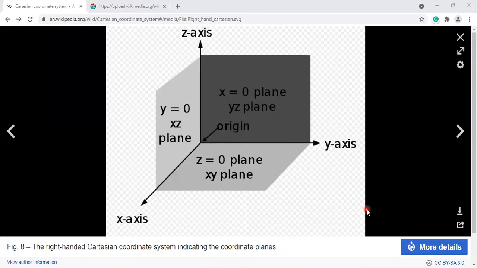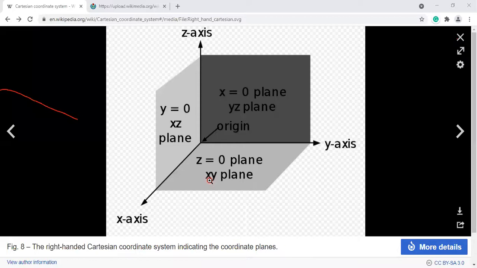Now, can you see the z equal to zero plane? This plane. Recall, this is also the xy plane. If you take z equal to zero, and for all possible values of x and y, it will define a plane. And this plane is the z equal to zero plane.